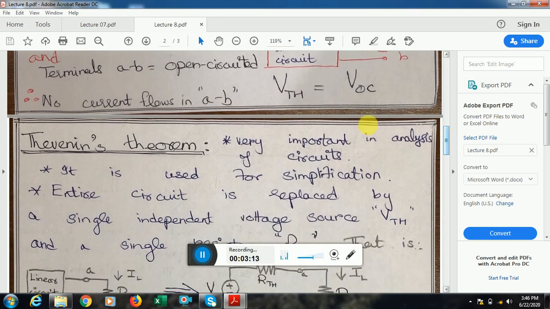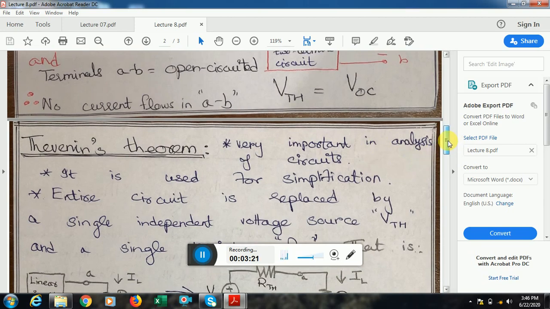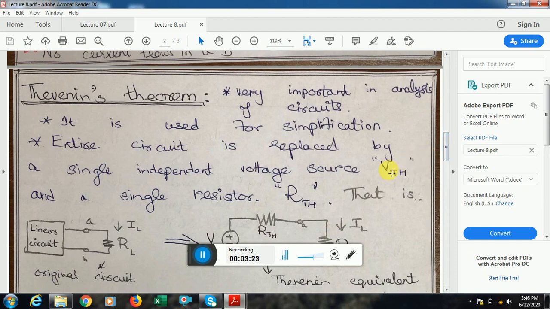Thevenin's theorem is very important in the analysis of circuits. It is used for simplification. The entire circuit is replaced by a voltage source, which we call VTh, in series with a resistance, which we call RTh.